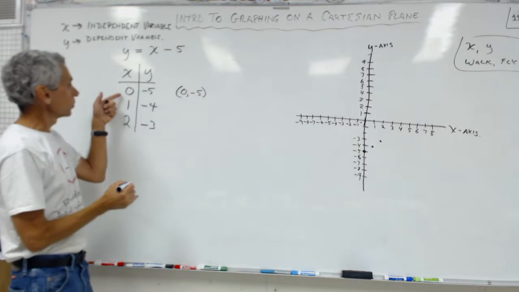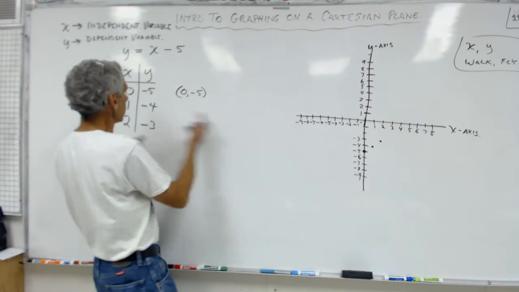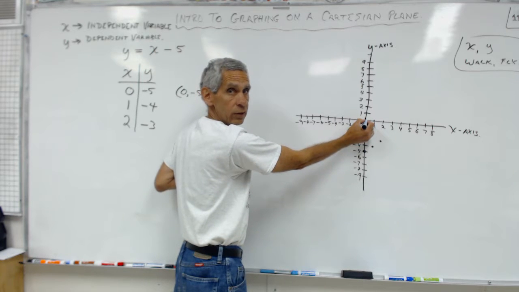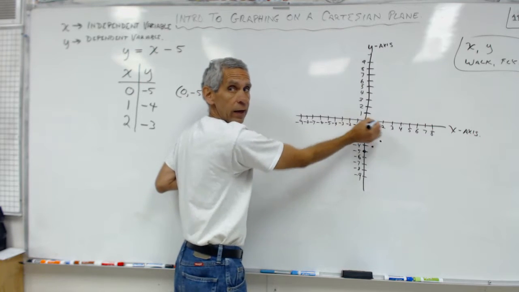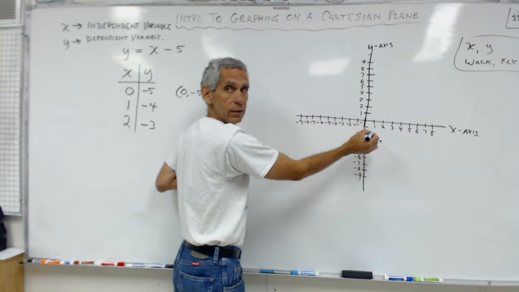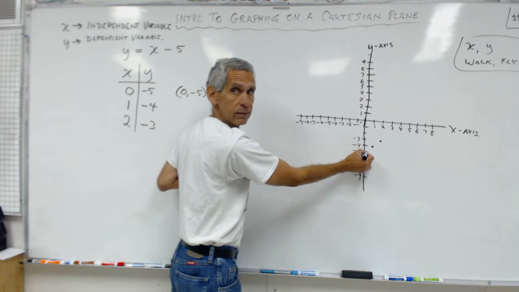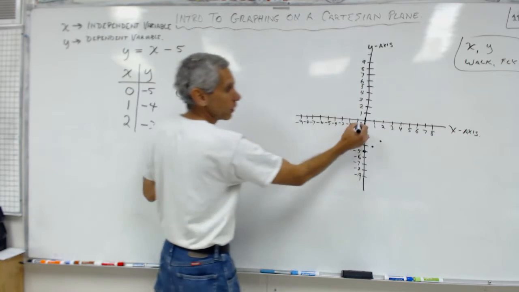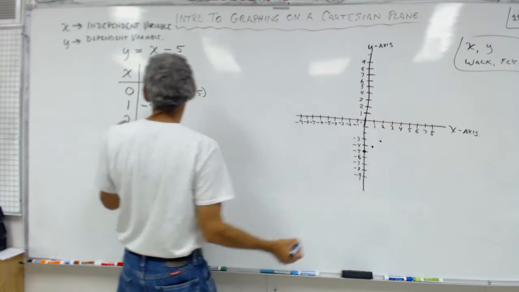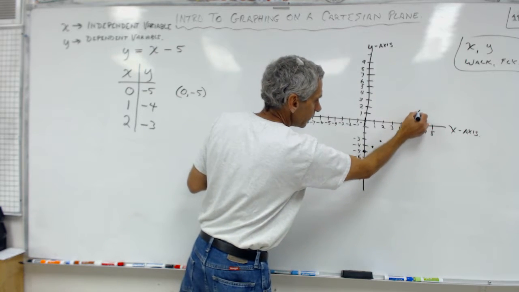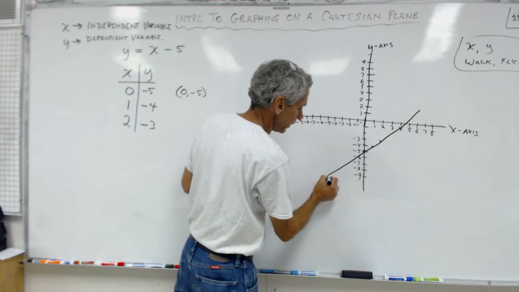Oh, I'm sorry. So I plotted these, right? So I went 0, negative 5. I start at 0, 0 at the origin, and I don't go anywhere. I go 0 left and right, right? And then I go down negative 5 to there, and I put a dot. And then 1, negative 4, dot. I totally get it now. 2, negative 3, dot. Okay, so now I just draw my line. I have my straight line.